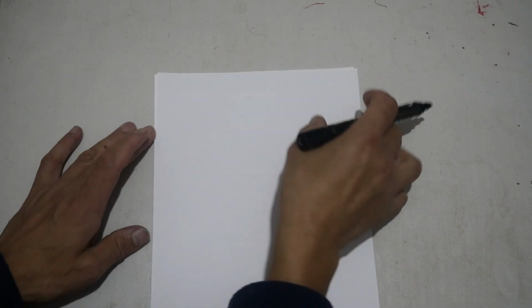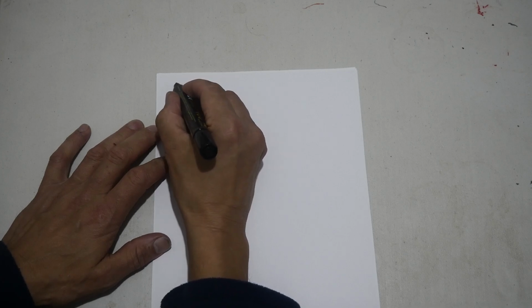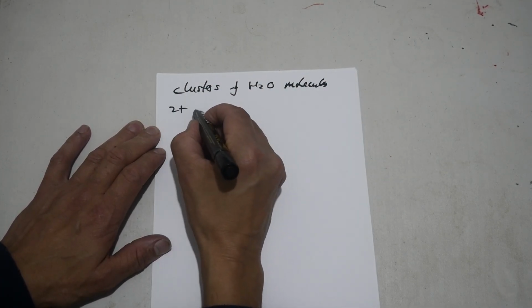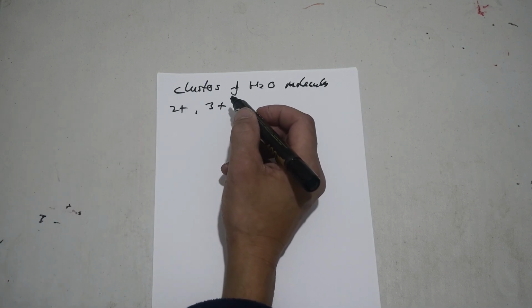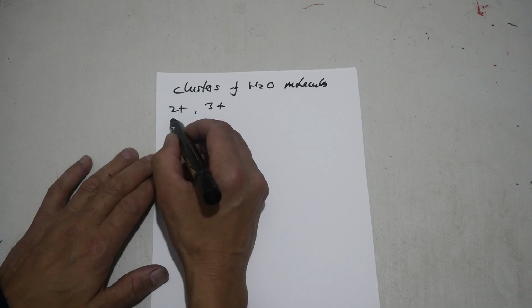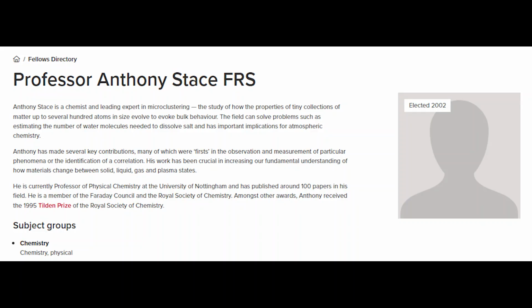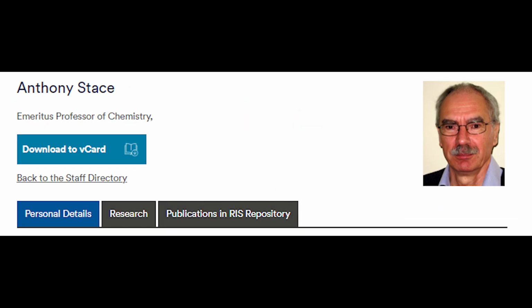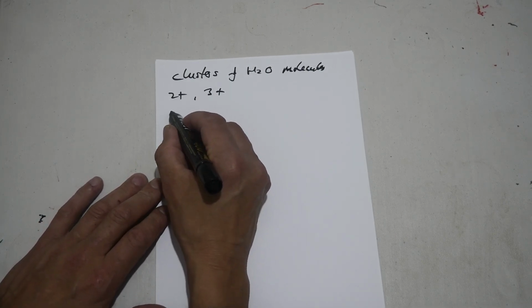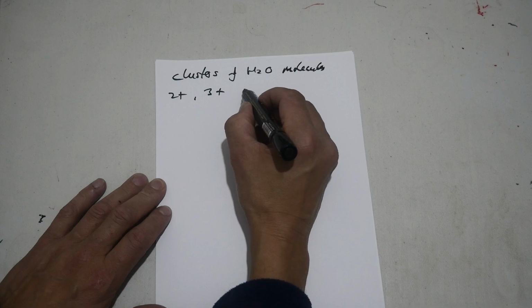So I want to talk about something different: clusters of water molecules with 2 plus and 3 plus charges. I was looking up a scientist called Anthony Stace. He published this back in 1988, in Physical Review.